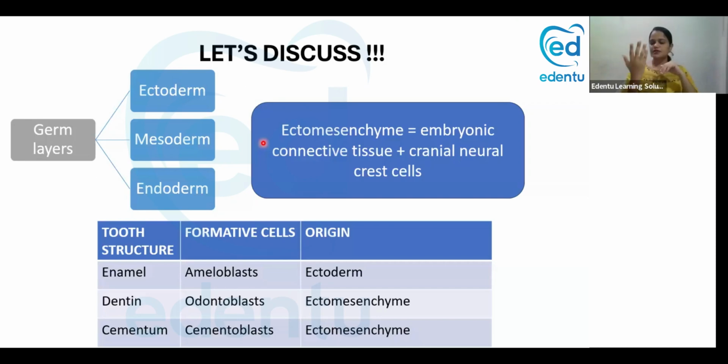Now this ectomesenchyme is responsible for the formation of the dentin, cementum, pulp, and all the other structures of the teeth, except enamel alone, which is derived from the ectoderm, from ameloblasts.